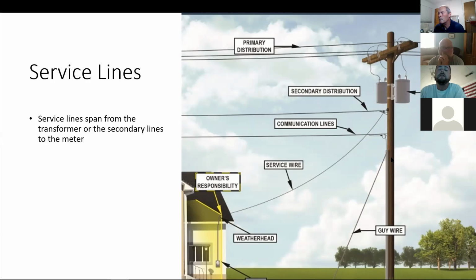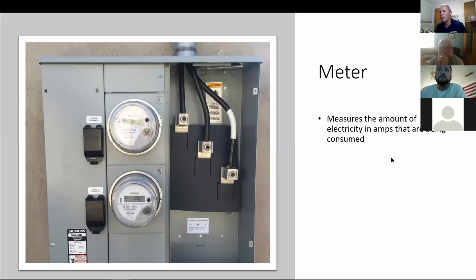And then your service lines are your service lines that span from the transformer or the secondary lines to the meter. Correct. And then your meter measures the amount of electricity in amps that are being consumed so you can get billed. Correct.